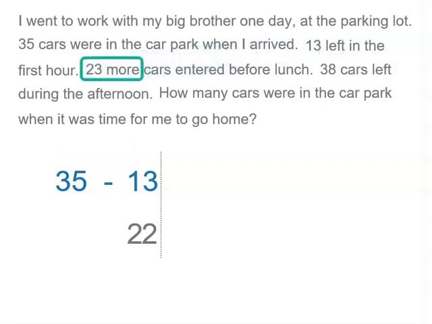Now 23 more cars entered before lunch. So more means we add. So now we're going to add 23. But we've already got a running total, which is our 22. So we've already done part of the work. So we're adding 23. Let's add it to that 22. So as we go, we're already working out our answer.